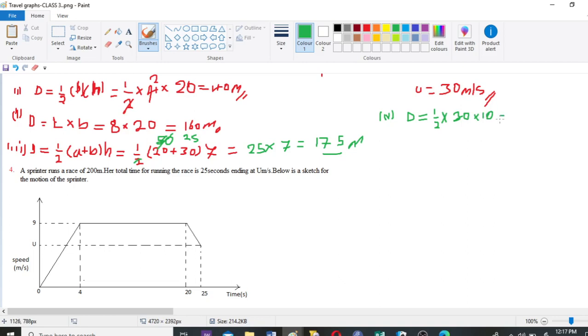And you are getting, you can divide 2 into 30, you are going to have 15. Okay, so this 15 by 10, you are going to get 150, isn't it? So you are getting 150 meters. Okay, so the total distance for the whole journey, you are just going to add everything you have.